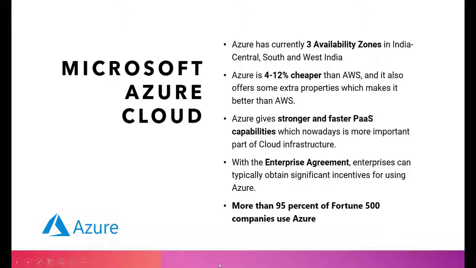The second reason is that Azure is 4 to 12% cheaper than AWS. The third, Azure gives stronger and faster PaaS or platform as a service capabilities, which nowadays is most important in part of cloud infrastructure. With the enterprise agreement, enterprises can typically obtain significant incentives for using Azure. And the fifth is that more than 95% of the Fortune 500 companies use Azure.